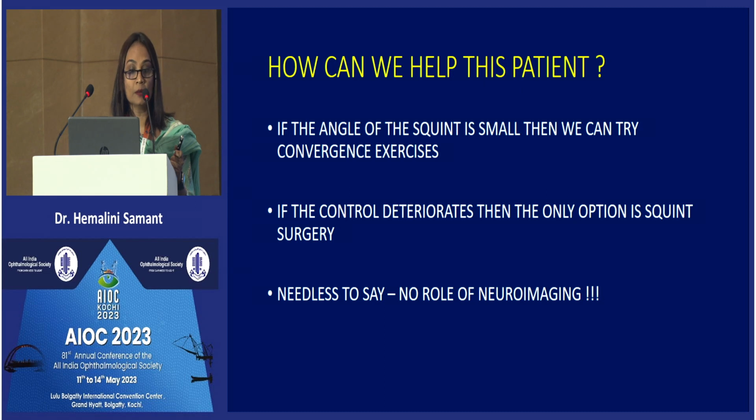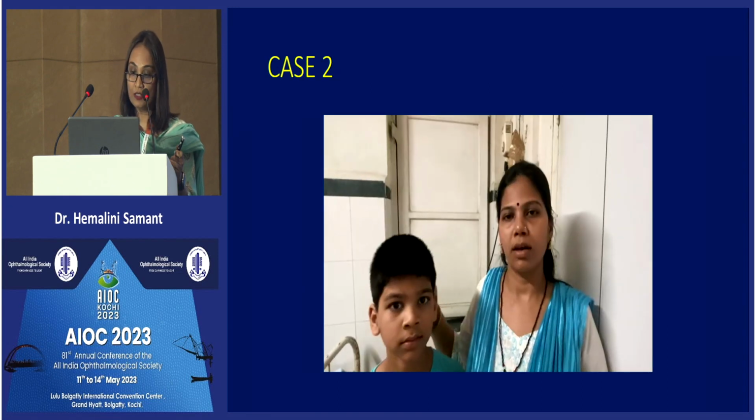So how can we help these patients? If the angle of the squint is small, then we can simply give them some convergence exercises. But if the control deteriorates, like what we saw in this patient, then the only option is squint surgery. Needless to say that there's no role of neuroimaging. So this is another patient.